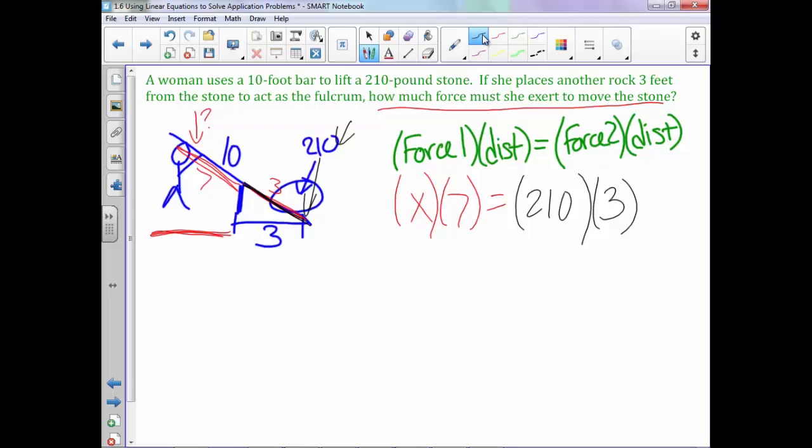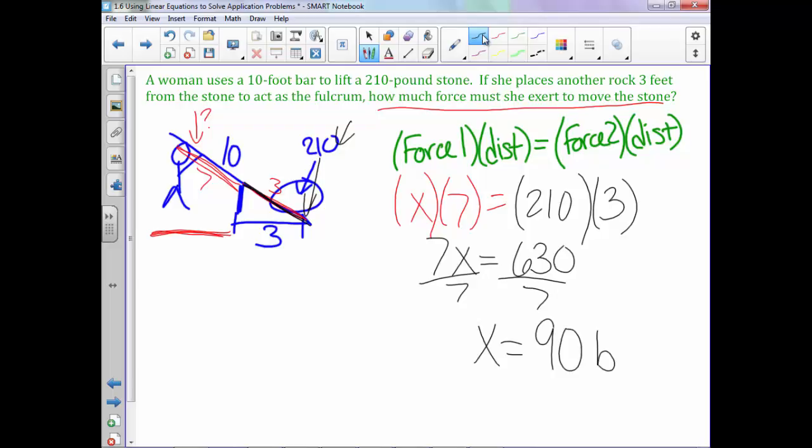Now we'll just solve this problem. So you've got 7x equals 630, divide by 7, and x equals 90 pounds. Not too bad.